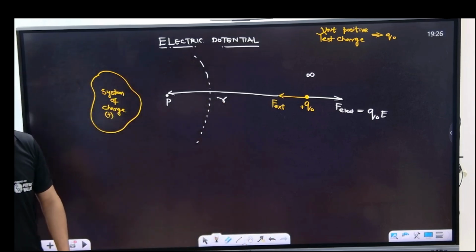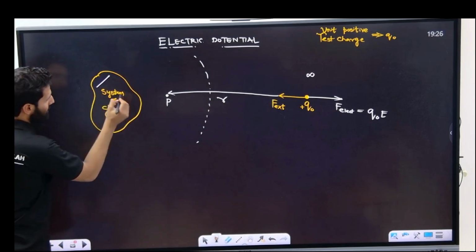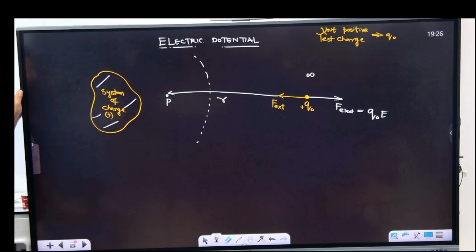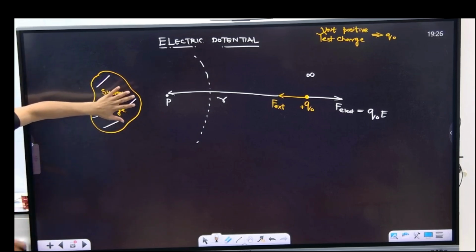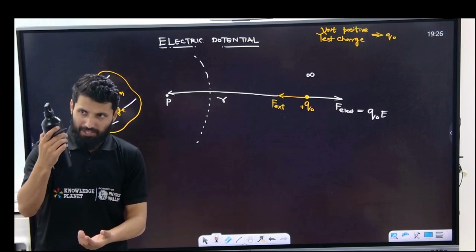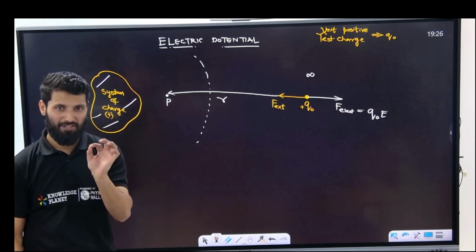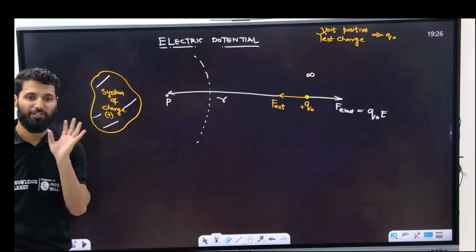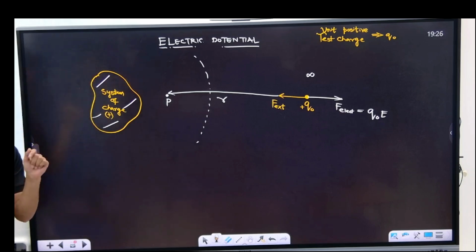Do you understand? Clear? Yes or no? This system of charge, any charge, any body having charge, this bottle having charge. The next I will define potential by a point charge. But how do we write the potential by a point charge? Same concept, nothing new. Next slide.